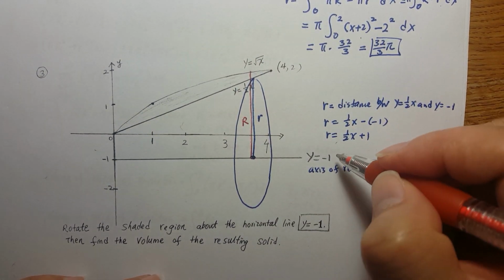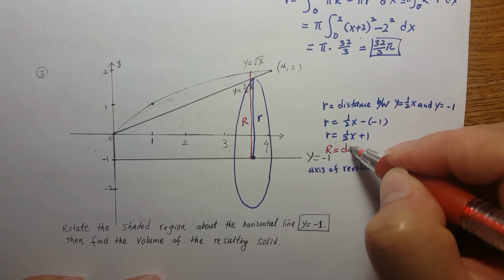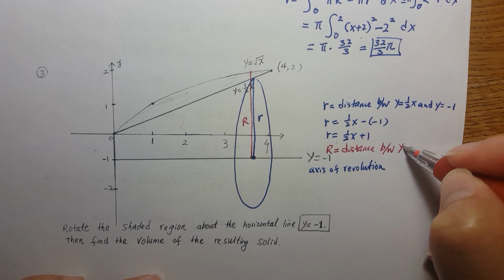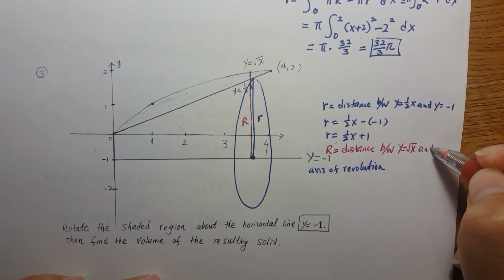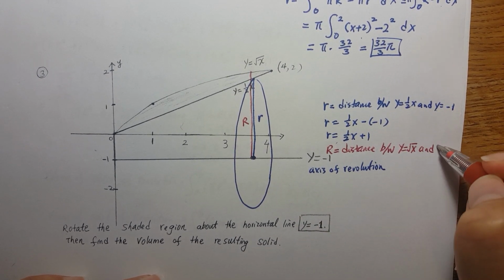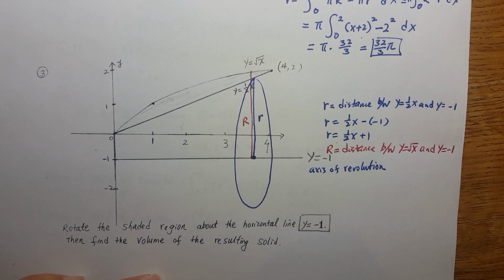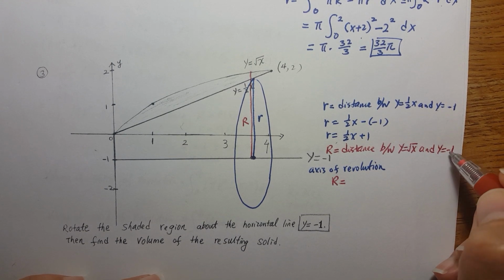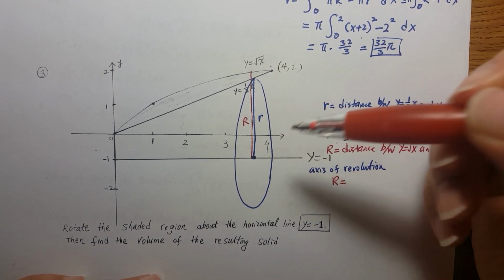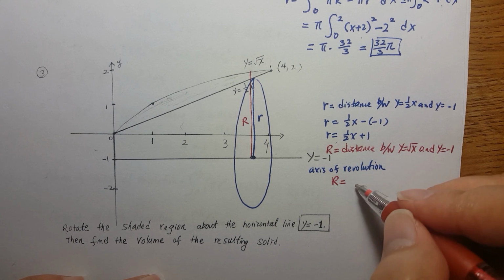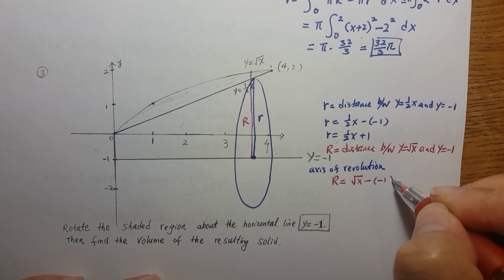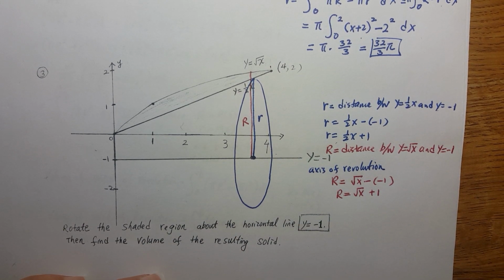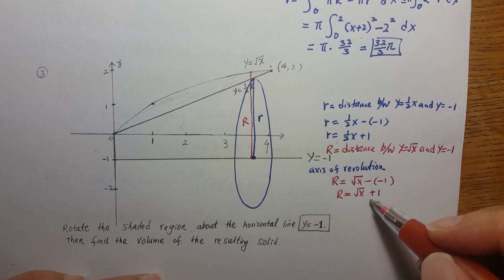So the big R is the distance between the outer function y equals square root x, and always with the axis of revolution. So therefore big R equal to y equals square root x, subtract y equal to -1, always top minus bottom to get positive radius. So square root x minus -1. So big R equal to square root x plus 1. Okay, so I found my big radius.